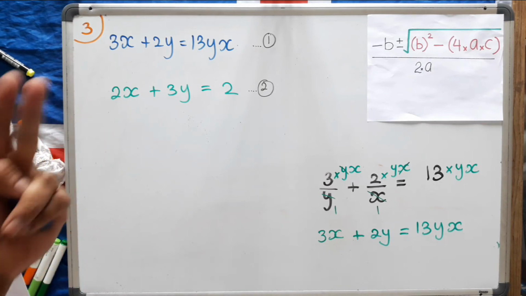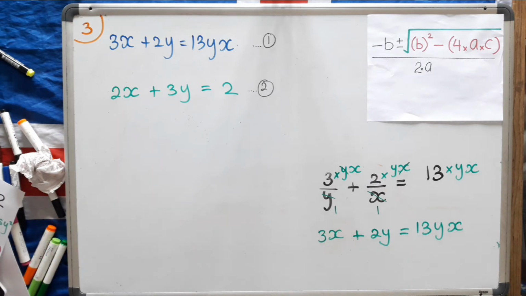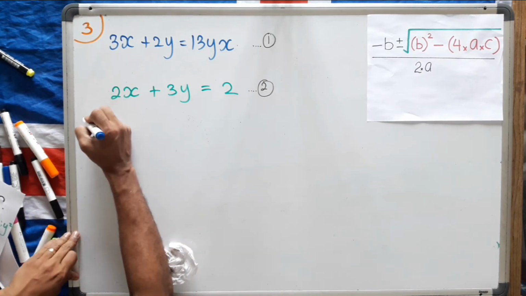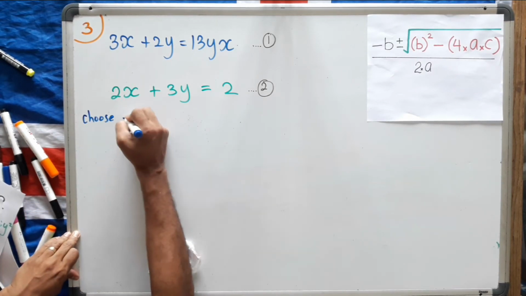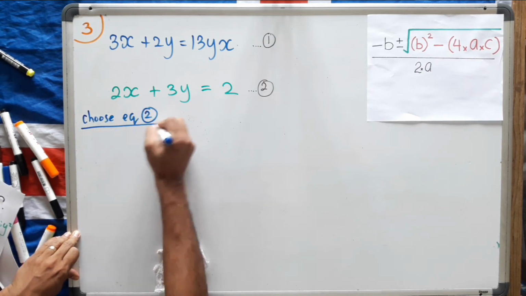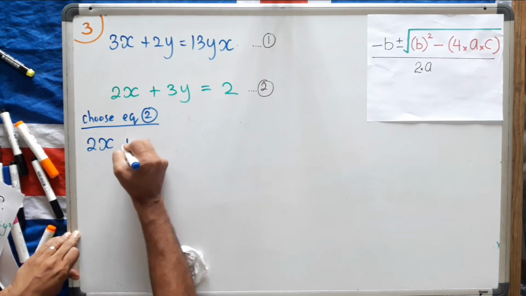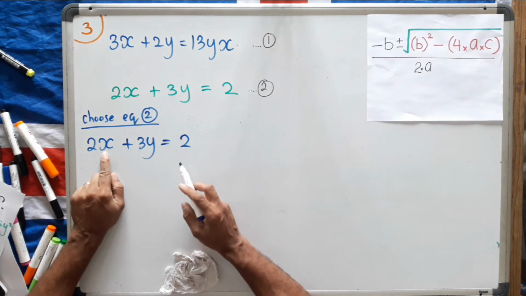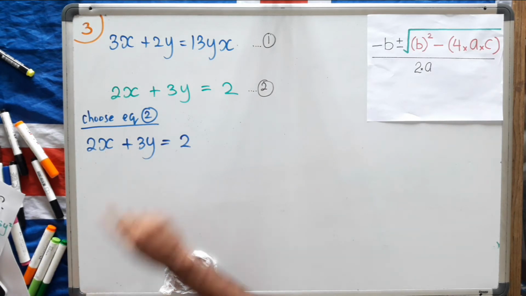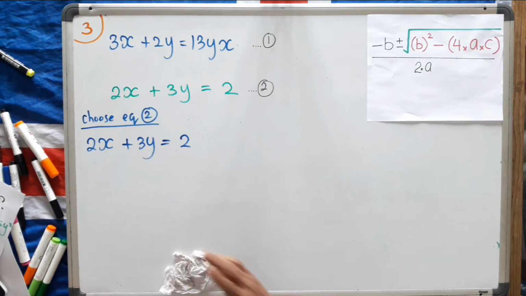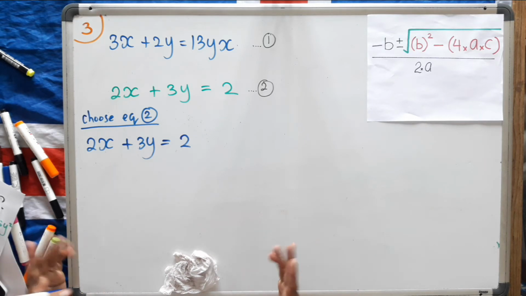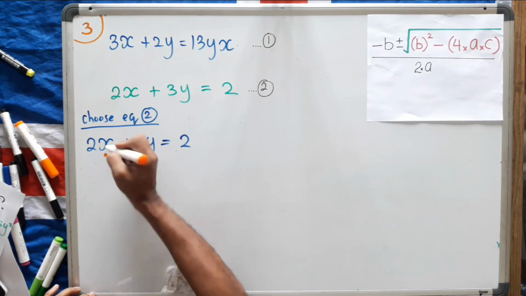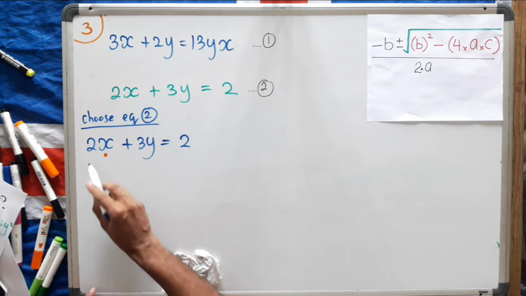Today, it looks like equation 2. Equation 2 looks a little bit easier to deal with. So instead of choosing equation 1, we are going to choose equation 2 today. I'm going to write back equation 2. I'm not going to change a thing. What we have to do now is either make x the subject or make y the subject. If we make y the subject, we will end up dividing by 3. I really don't like dividing by 3, so I'm going to make who the subject instead? X. So we are going to make x the subject because we will end up dividing by 2.